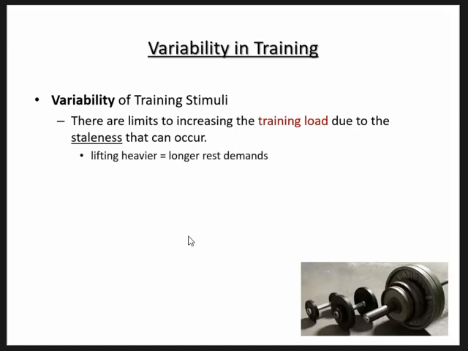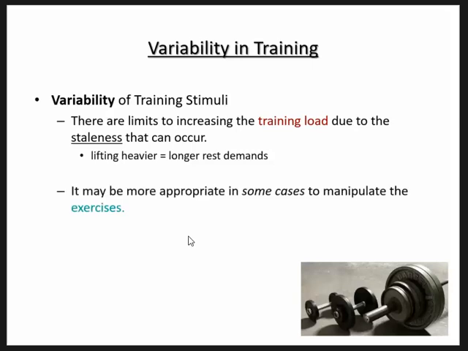So every time we lift heavier, there's going to be longer rest demands because we're going to be more sore, we're going to be tired, we've lost our energy stores. So instead of increasing the training load every time we train, in order to create variability, what we can do in some cases is manipulate the exercises. Normally, I would ask y'all, how do we manipulate the exercises? And it's varying the exercise selection, so just the types of exercises we're choosing, or increasing the lift technicality.